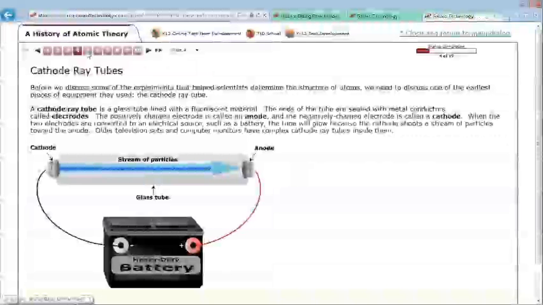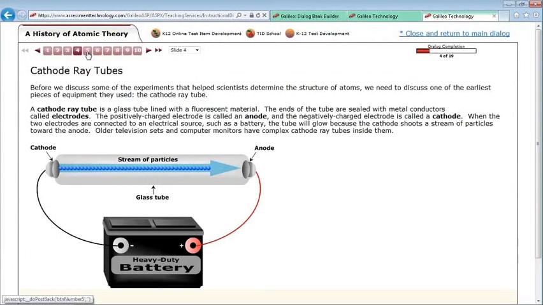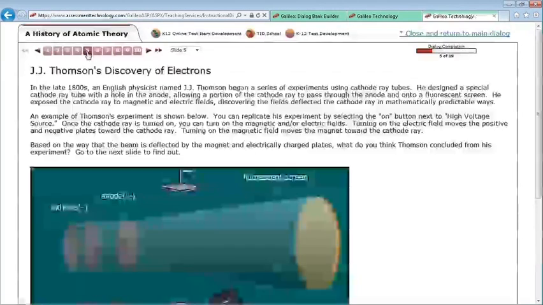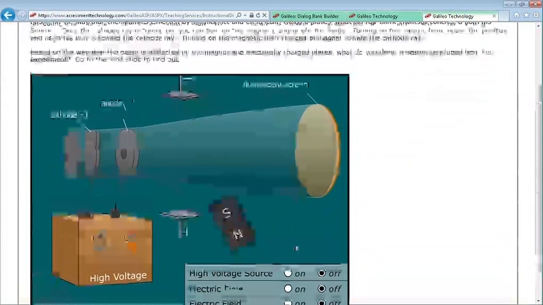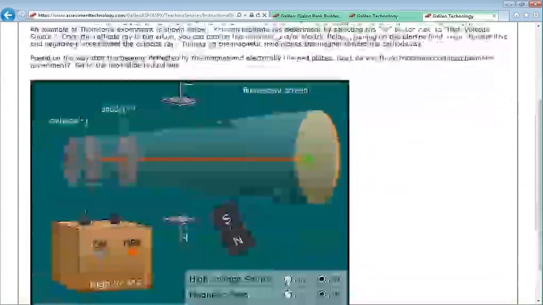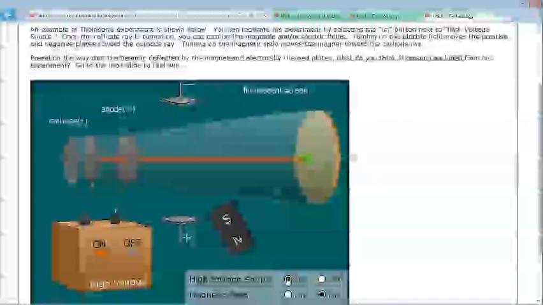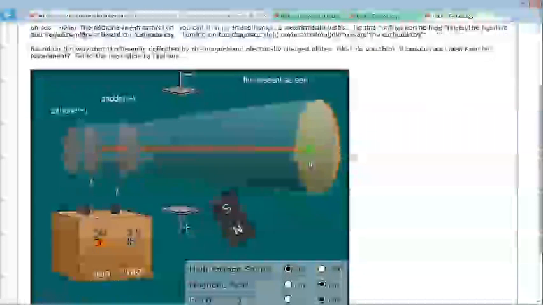Again, the use of images, the use of graphics to help the students represent and understand the information. And we move into interactives. So here we've got a situation where the students are going to experiment with electrons. And so we're turning on the power to the high voltage source. And we see our result over here on the fluorescent screen.